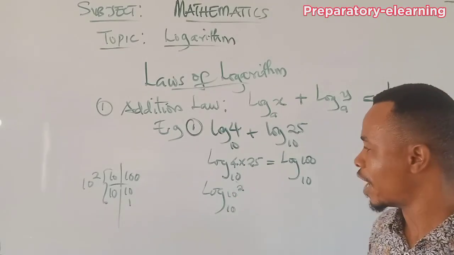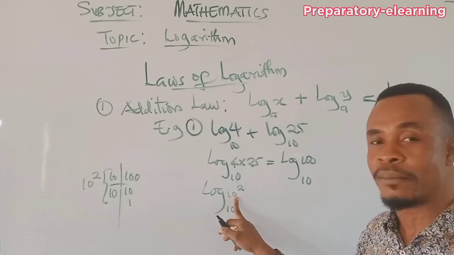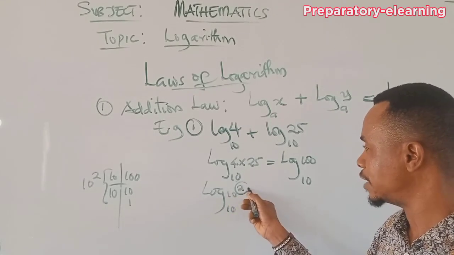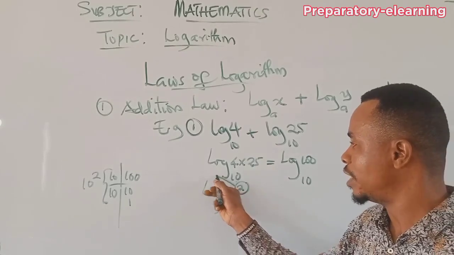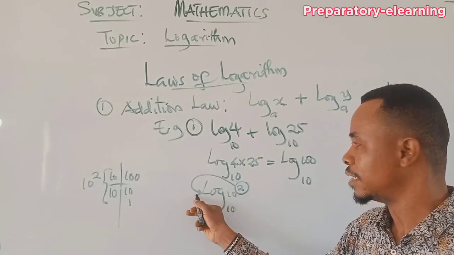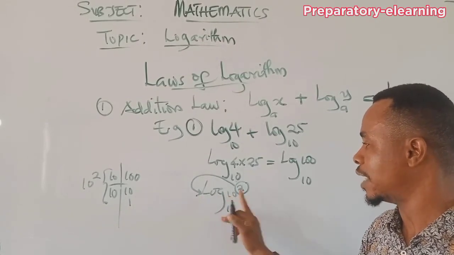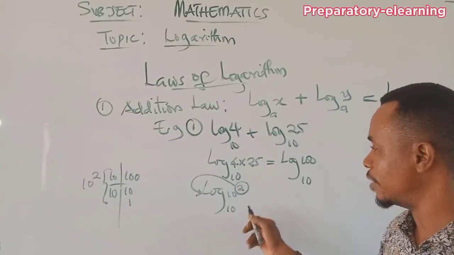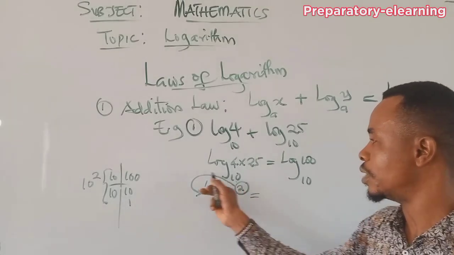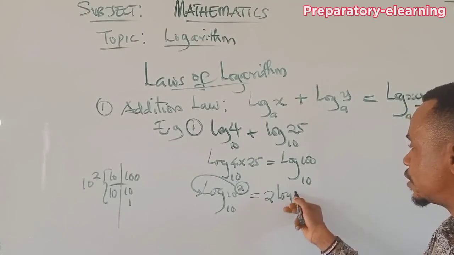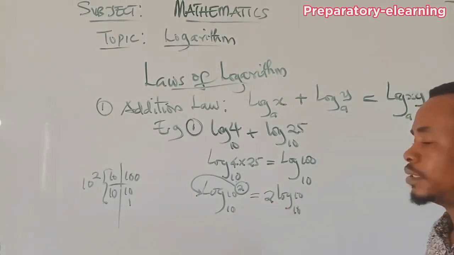You can now see we have a base here, and a number here that looks like the base. Now this power that is here, you move it behind the log, so that you can have log 10 base 10. How do you do that? When this 2 is moved here, you have 2 log 10 base 10.